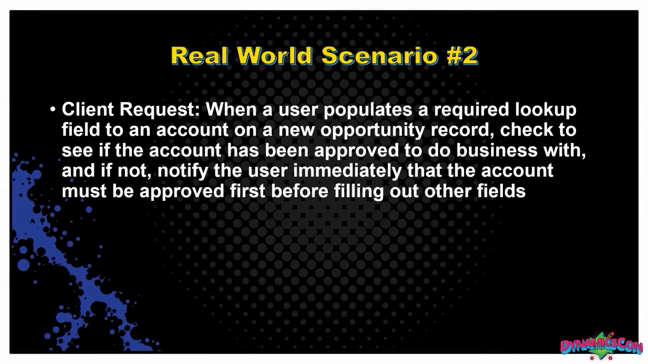So real-world scenario number 2. When a user populates a required lookup field to an account on a new opportunity record, check to see if the account has been approved to do business with, and if not, notify the user immediately that the account must be approved first before filling out the other fields. So I'll give you just a moment to decide what type of customization you think would be most appropriate here.